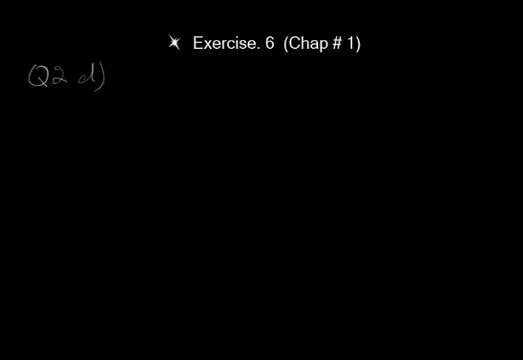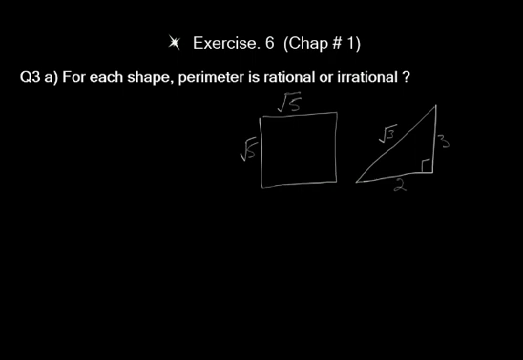Question number 2 part D is exactly the same as what we have just done in part C. In question number 3 part A, it says for each shape you have to calculate the perimeter, and tell whether this perimeter is rational or irrational. The shapes are, one is a right angle triangle and the other is a square.